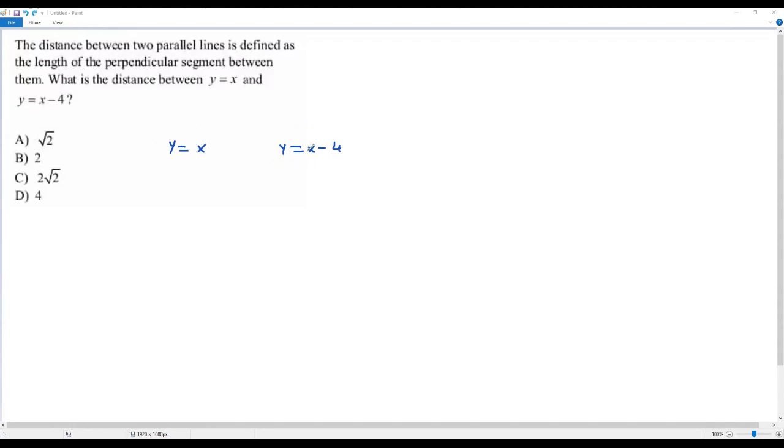So the slope of the first line is 1. In the second equation, the coefficient of x is the same 1, so the slope of this line is also 1. Since both lines have the same slope 1, these two lines are parallel. And now we have to get the distance between these two parallel lines.